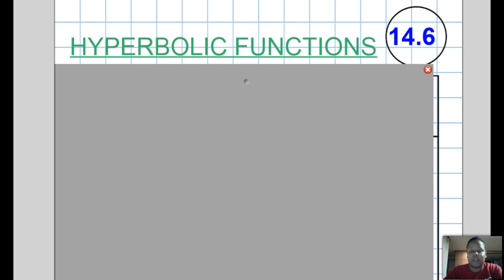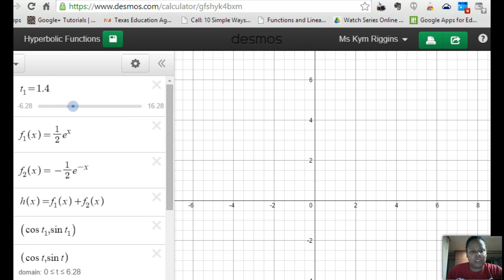Hyperbolic functions are a special type of functions that appear frequently in engineering, and they involve e to the x and different transformations of e to the x. And these two particular functions seem to be appearing frequently, and so they named them hyperbolic sine and hyperbolic cosine. And I'll explain why it's sine and cosine instead of something else. But let's take a look at these particular two functions.